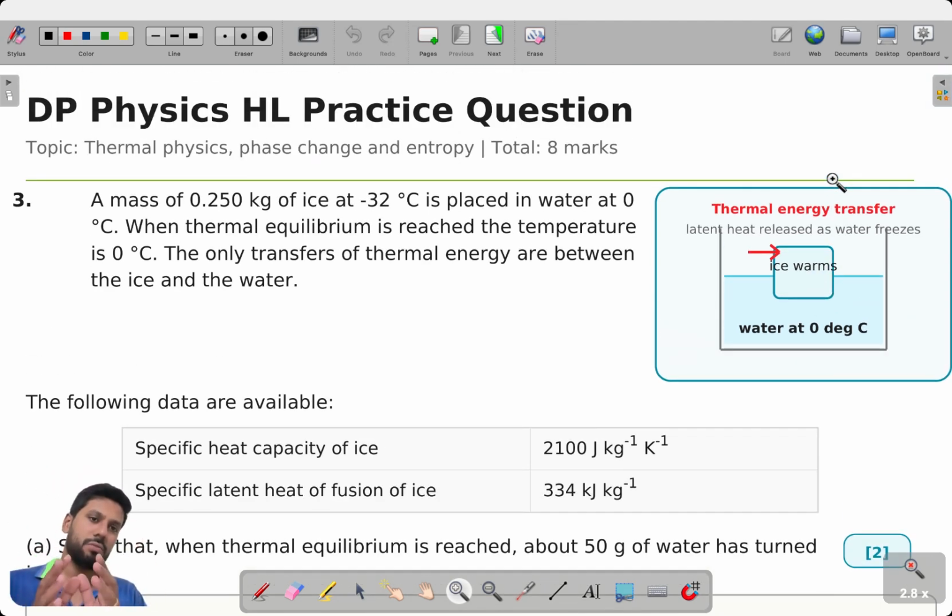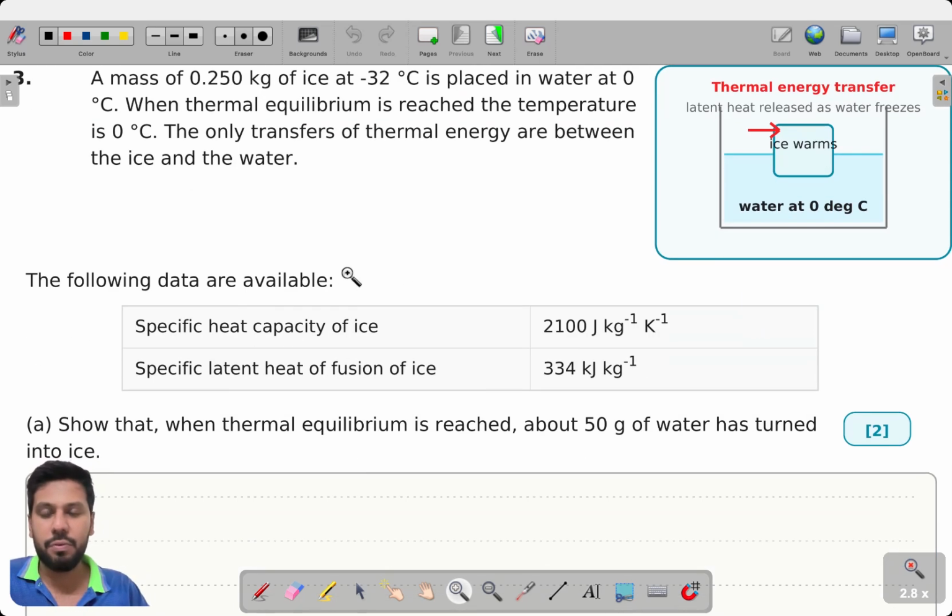So basically, understand the situation. Ice is kept inside the water, ice is very cold, and water is at 0 degrees Celsius. So water is actually hotter than ice here. Though water is 0 degrees Celsius, it is hotter than ice. Because of this, the ice warms up, increases in temperature, and reaches the equilibrium temperature, which is again 0 degrees Celsius. That means the water still stays at 0 degrees Celsius. So what has happened? Ice has melted. That's why I have been given the specific heat of ice, which is 2100, and the specific latent heat of fusion of ice, which is 334 kilojoules.